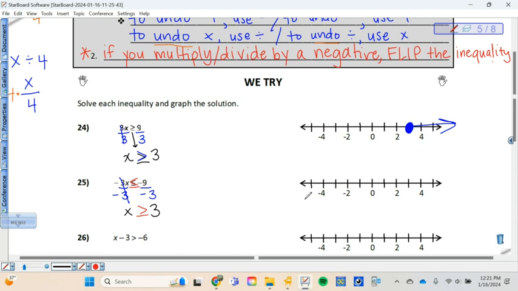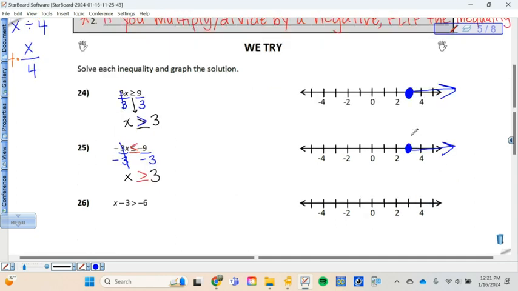What about number 2? Let's move on to, oh, and actually first let's graph this one. So where do I start my graph for number 25? 3. And it's a closed circle, right? And x is greater than, so it is the exact same graph as the one before, right? Okay.